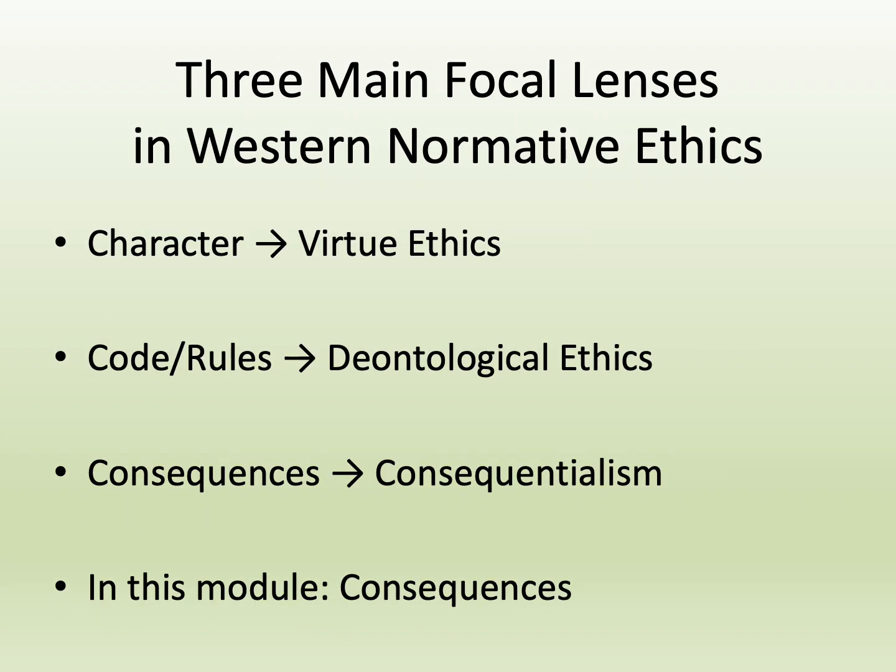Consequentialism. So, there are three main focal lenses in Western normative ethics, and these are virtue ethics, deontological ethics, and consequentialism, or consequentialist ethics. It's easiest for me to remember this by thinking about it as character, code, and consequences, because virtue ethics are character-based ethical systems. Deontological systems are those that are code or rules-based systems, and as we'll see in this presentation, the consequentialist systems are based on the consequences or the results of your actions.